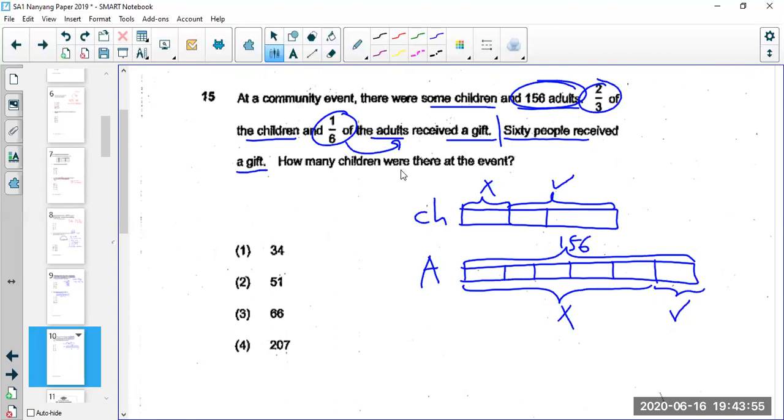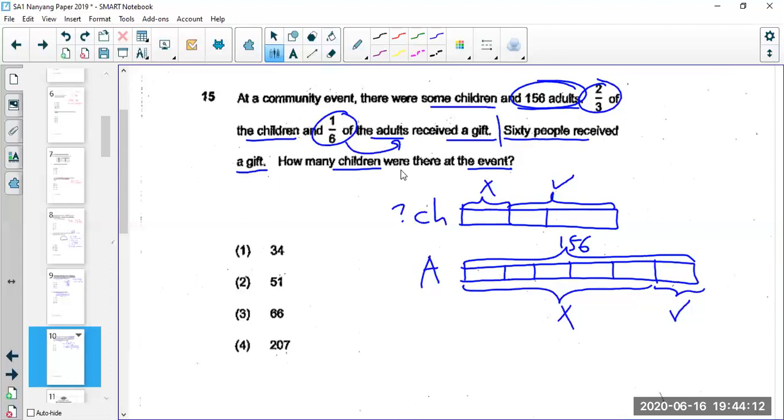So how many children were there at the event? So your question mark is how many children? Am I solving? I'm not solving. But this problem is difficult, right? It's difficult, but am I solving? No, you're drawing the model. Okay, now can solve already.